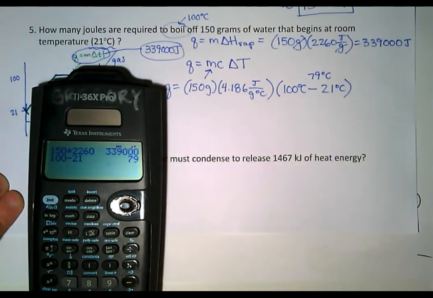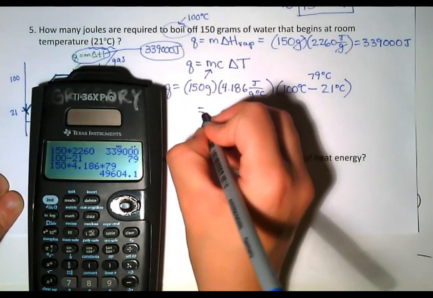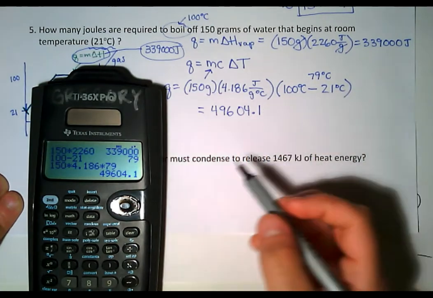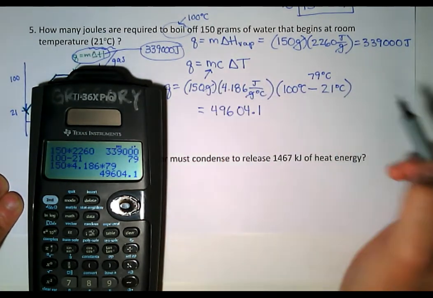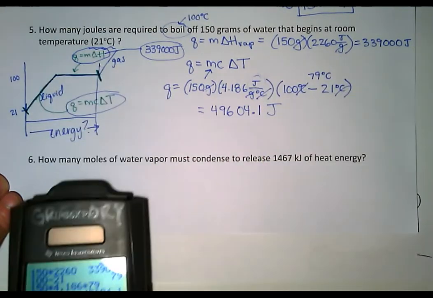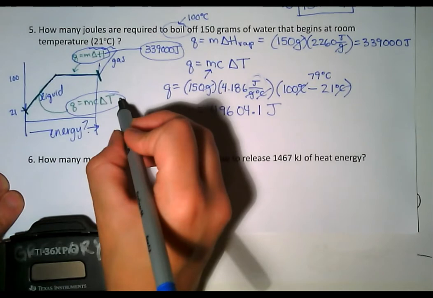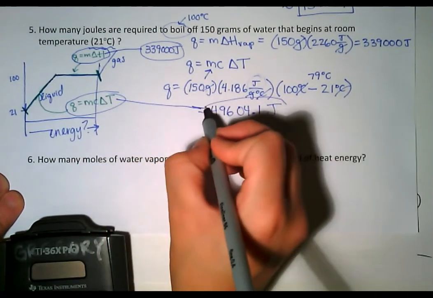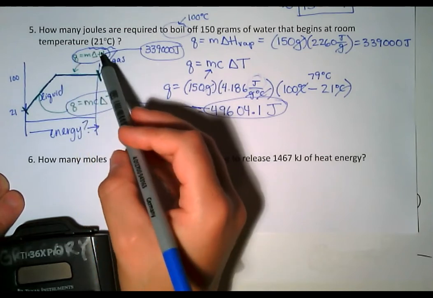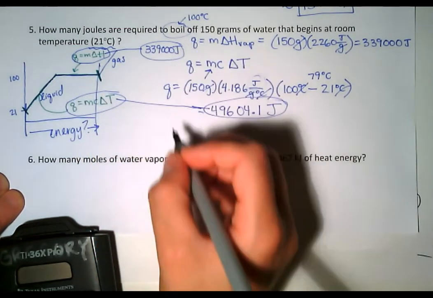So now I'm going to do 150 times 4.186 times 79 degrees. And that gives me 49604.1. And if we look at our units, grams cancels out, degrees Celsius cancels out, we're just left with joules. So that is the amount of energy required to get us up to 100 degrees, plus the amount of energy to vaporize our substance. So we just need to add these two values together.